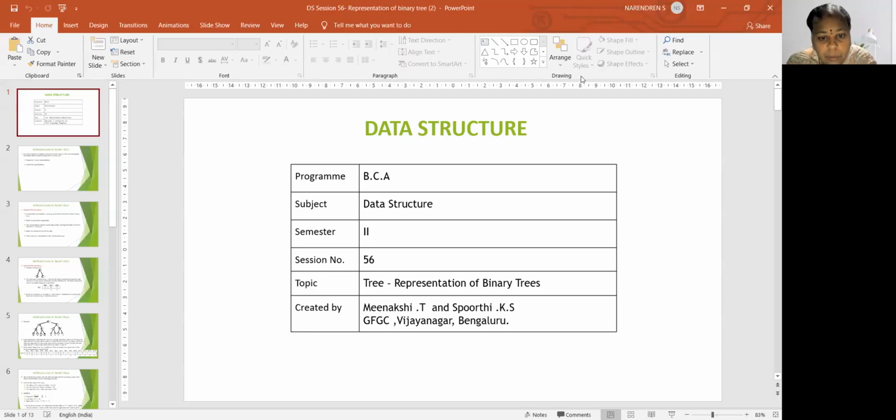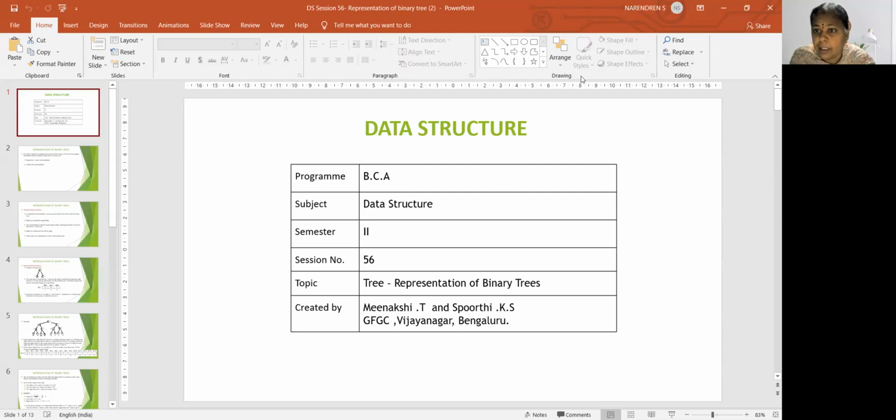Morning, students. In this class, we are going to continue the tree concept. In the last class, we discussed the binary tree. So we are now completely clear about the binary tree, and we have also discussed the difference between a tree and a binary tree.